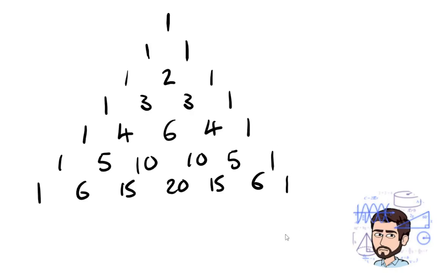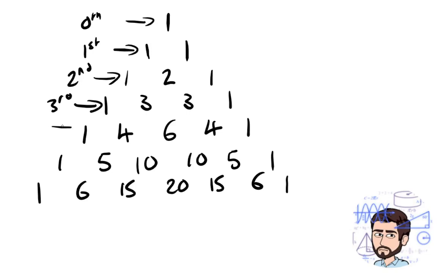So how does Pascal's triangle help us to expand brackets? Well, we refer to this row as the 0th row, and that will be explained in a little bit. This is obviously then the first row, that must be the second row, that is the third row, that's the fourth row, and that is the fifth row, and that's the sixth row.